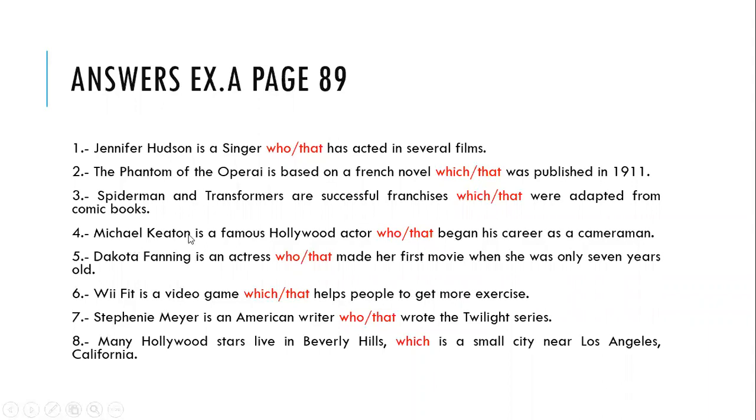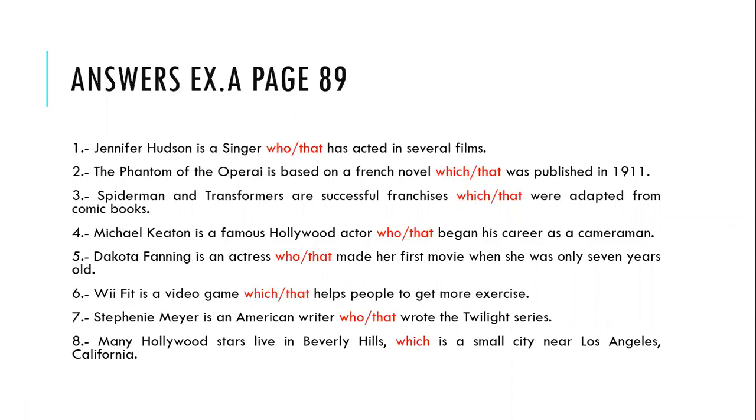Michael Keaton is a famous Hollywood actor who, because we are talking about him, a person, began his career as a cameraman. Number 5, Dakota Fanning is an actress who, again, we are talking about her, who made her first movie when she was only 7 years old.